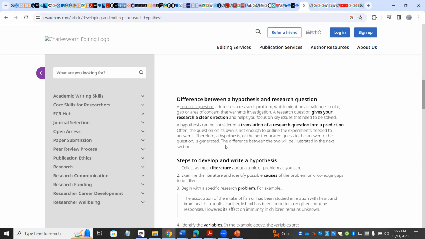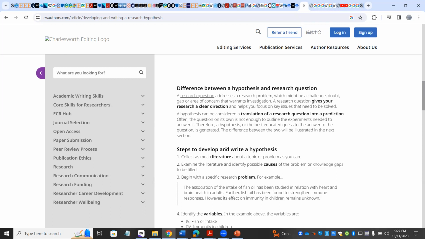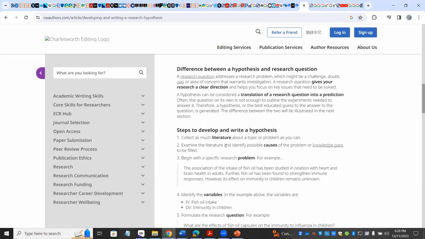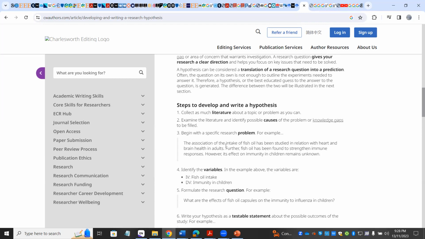The hypothesis on the other side is considered to be a translation of the research question into a prediction. So when you translate your research question into a prediction, it becomes a hypothesis. Often the question on its own is not enough to outline the experiment needed to answer it. Therefore, a hypothesis, or the best educated guess, as people call it, is generated to answer the question. The difference between the two will be illustrated in the next steps. Okay, so with respect to hypothesis, you need to go through some steps. The first thing that you have to do is collect your literature, as we have done.